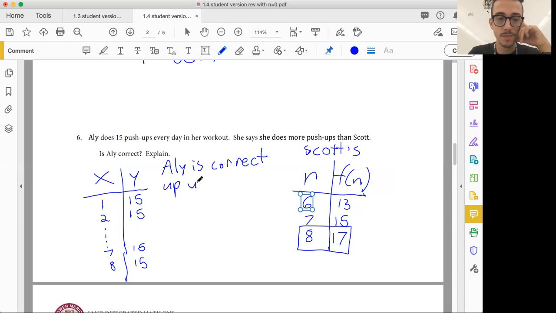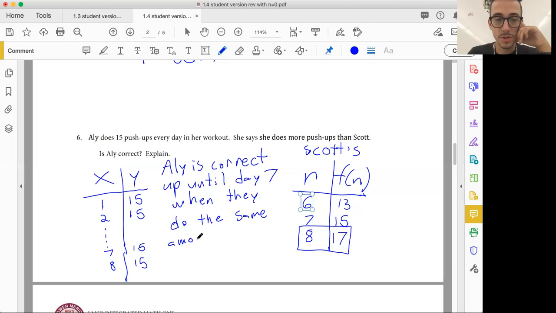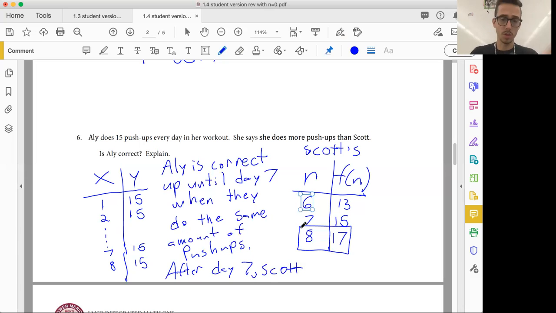Up until which day? Day 7. When they do the same amount of push-ups. Because then after that, Scott's doing 2 more than the 15, so he's doing 17. So after day 7, Scott daily, not collectively, but daily, Scott's doing more push-ups.